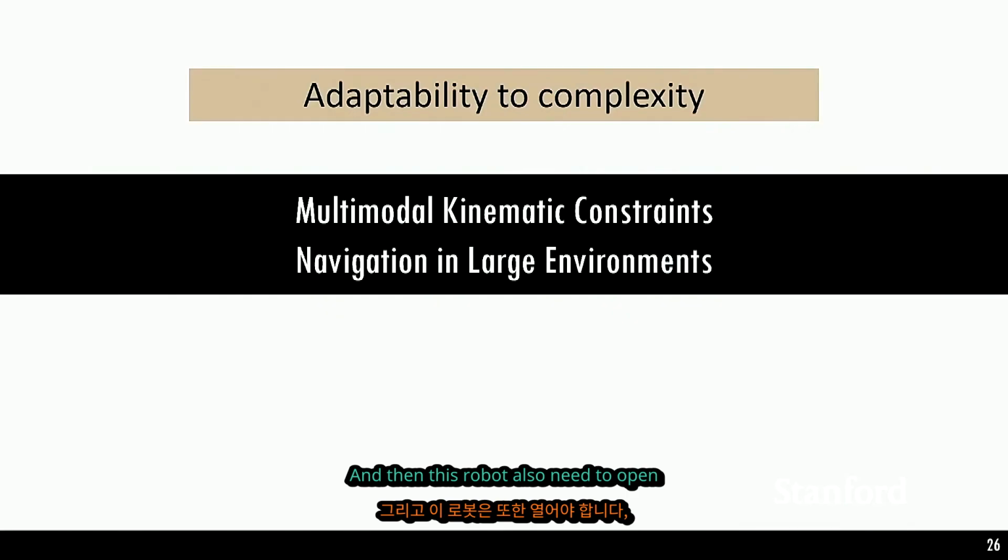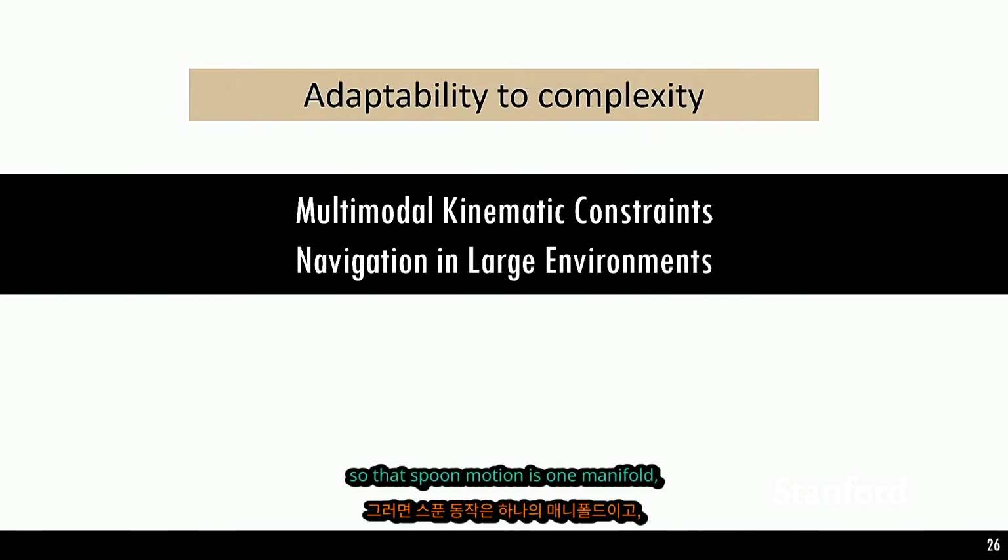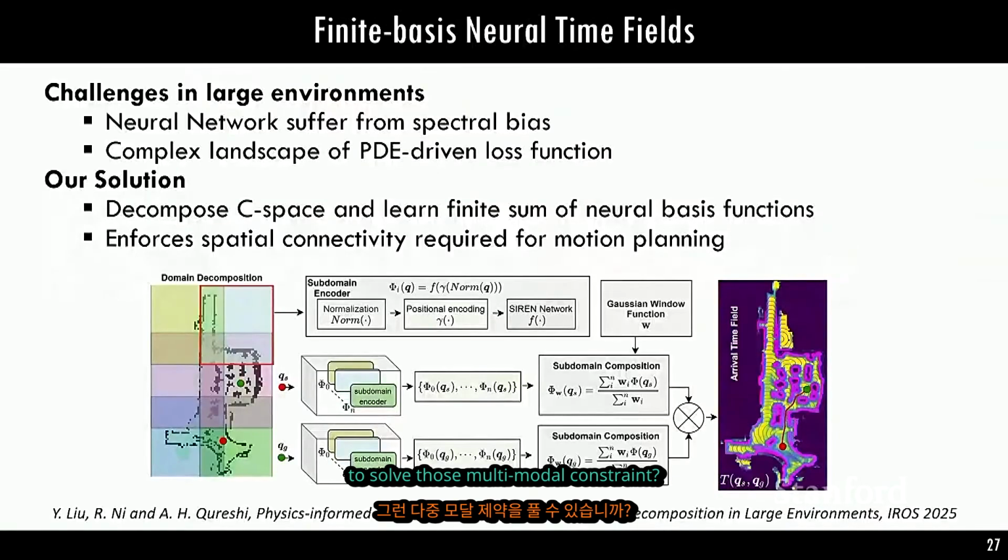And then this robot also needs to open a cabinet and retrieve something. If you are doing stirring, the spoon motion is one manifold, and then stirring is another manifold. If you are doing hammering or any tool manipulation, they are multimodal constraint problems. So how can we extend these methods to solve those multimodal constraints?